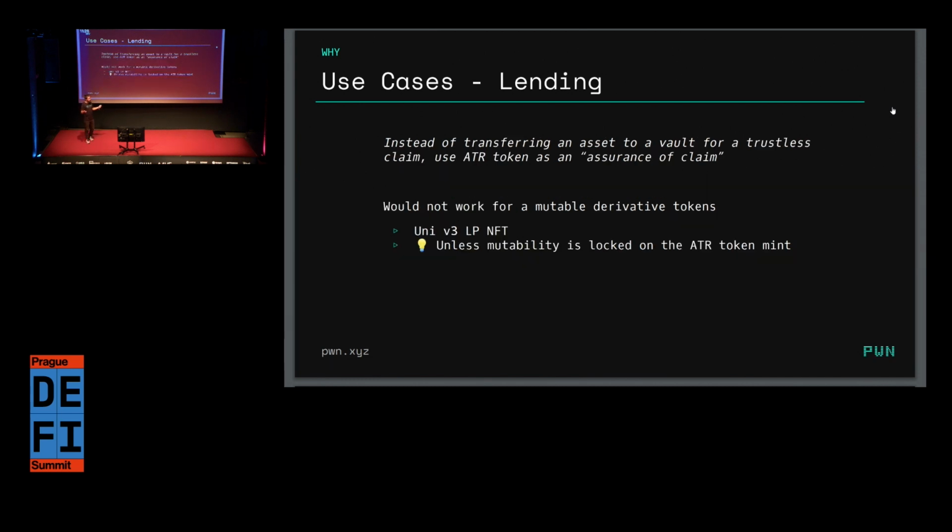So instead of transferring an asset to a vault for trustless claim, use the ATR token as an assurance of claim. Just be careful, it's not a silver bullet. It wouldn't work for mutable derivative tokens, because even though the owner cannot sell or transfer the asset, he can mutate it. For mutable tokens, I can decrease the value, for example, with a UniV3 LP NFT. I can just drain all the liquidity from it. So even though I cannot sell it or burn it, I can degrade the value. Keep in mind that it's not a silver bullet. You have to pick your use cases.